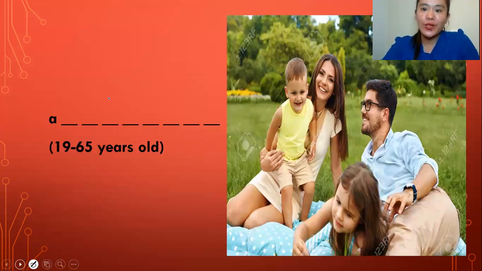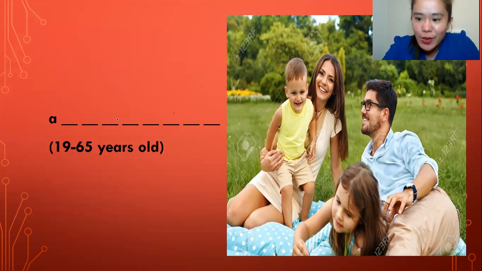All right. So this stage has how many letters? 1, 2, 3, 4, 5, 6, 7, 8, 9. So there are 9 letters. This is between 19 to 65 years old. So again, what is this, students? Adulthood. Very good. So can you spell adulthood for me?